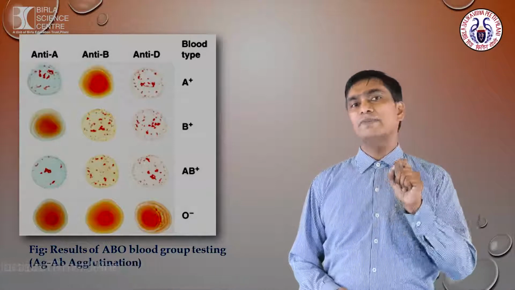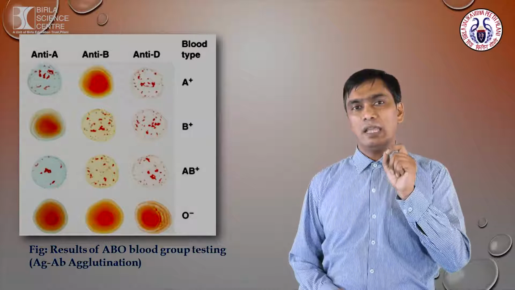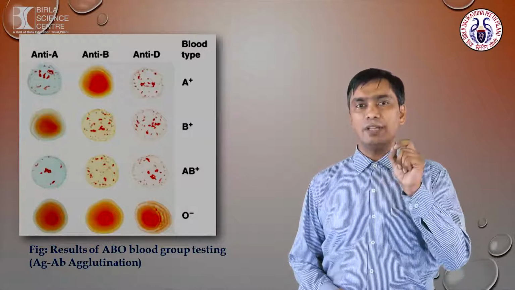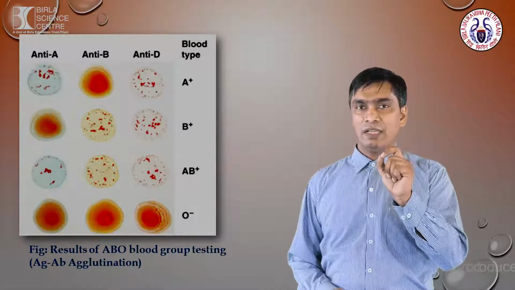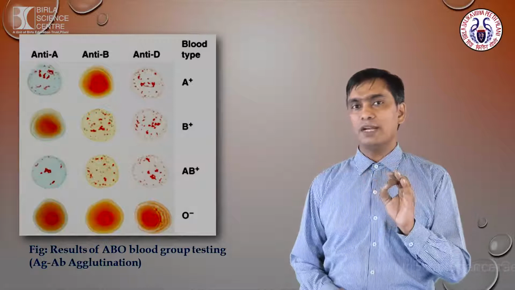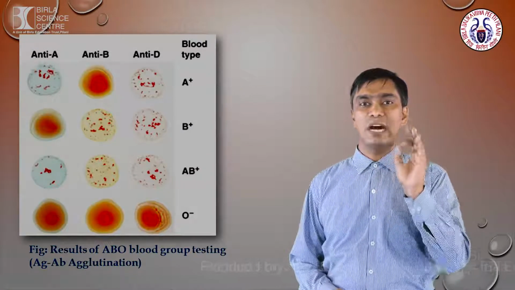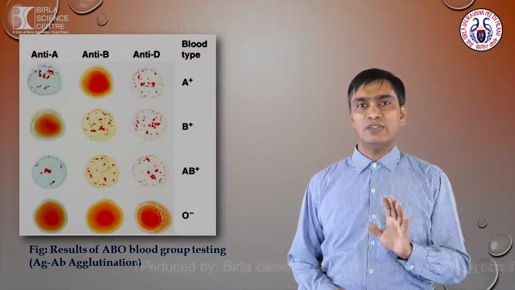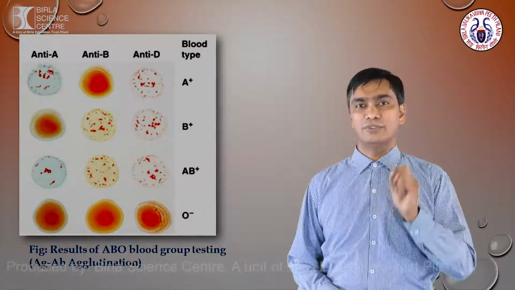If we describe the first result, you can clearly observe that A antibody reacts with the A antigen present on the surface. No reaction at the B point, but you observe a clear reaction of D antibody or RH antibody with the RH antigen. That's why the final declared blood group for the person is A positive.